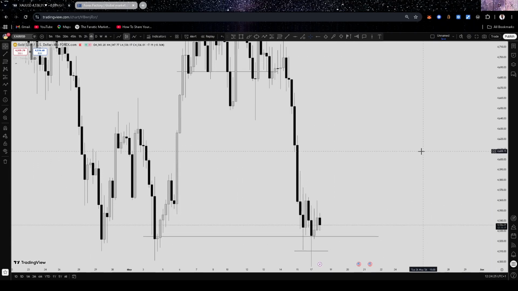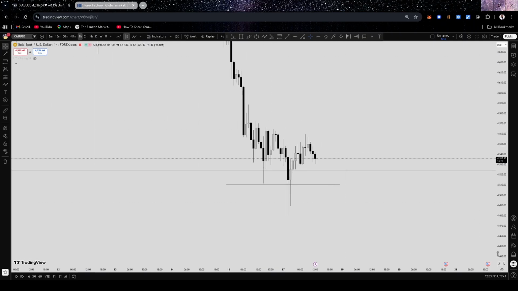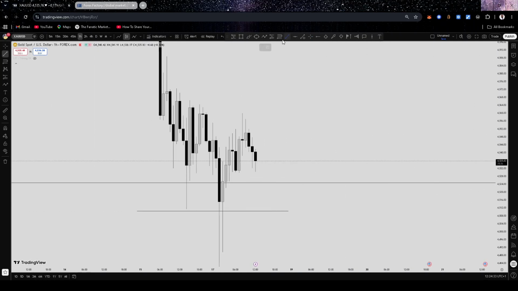So on the 4 hours time frame, there is no break. Let's see if we have a break on the 1 hour time frame. On the 1 hour time frame, yes, we have a break. We have a break right here. We have a break right here.